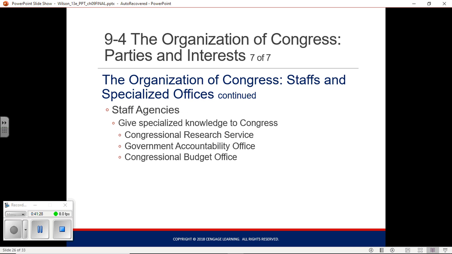One last group I want to talk about before we end this one. There are special institutions which support Congress, staff agencies. So in addition to your staff, Congress actually has a few institutions which support Congress in general. For example, the Congressional Research Service, part of the Library of Congress. They are basically 900 people, and they have no political loyalty.